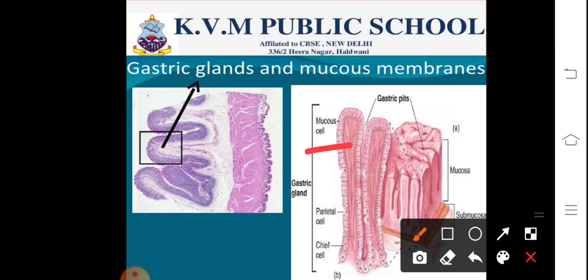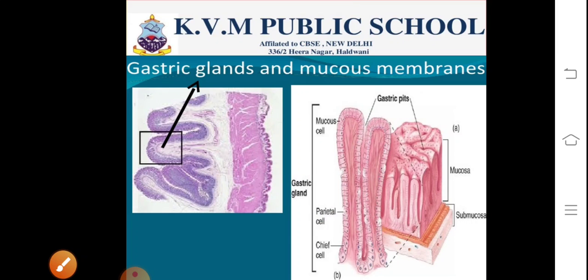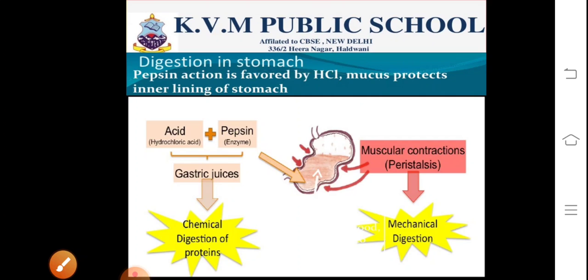They'll prevent them from rupturing because of the churning process which is carried out in the stomach, because of which the muscular walls can rupture and it could lead to bleeding from the walls of the stomach.